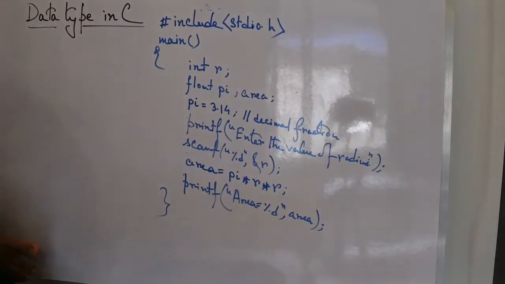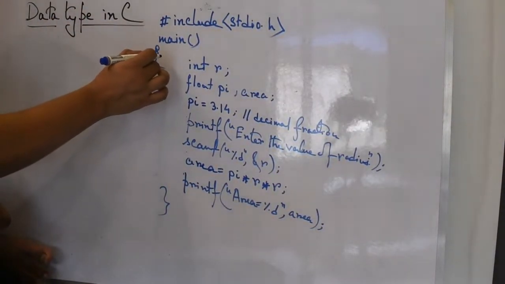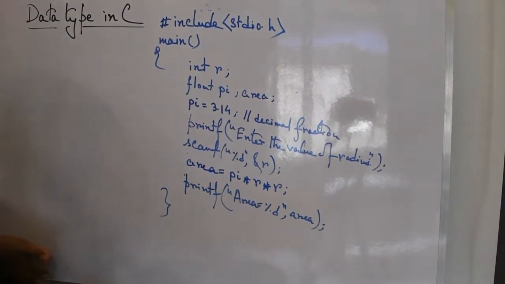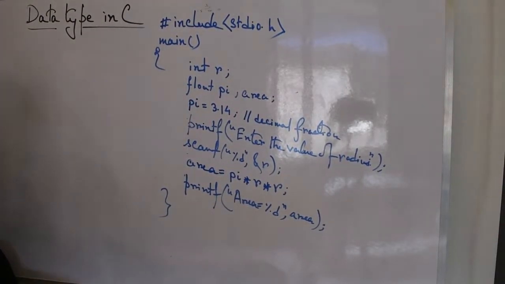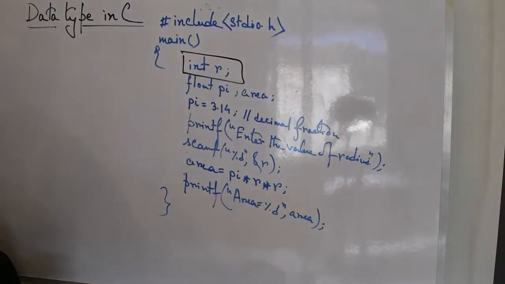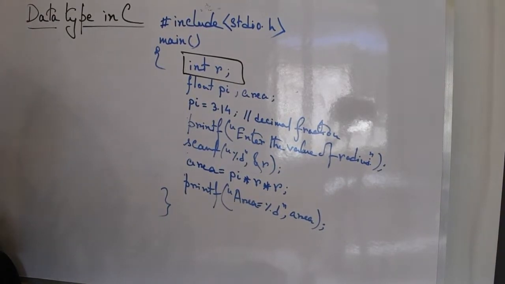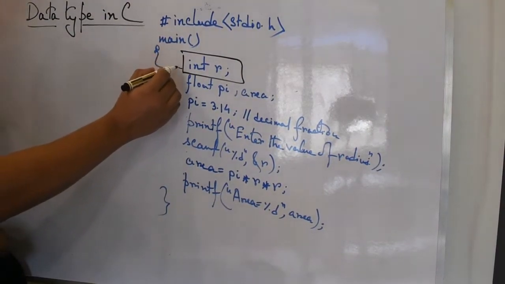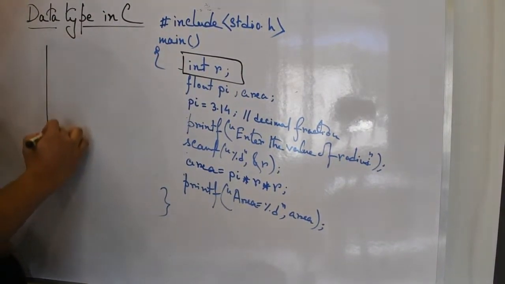Let us go through it one by one. First we are declaring int r. What does int r mean? What will happen in the background? When we write int r, this instructs the compiler to allocate 2 bytes of space in memory. So for an integer it will allocate 2 bytes of space in memory. Say this is a memory.